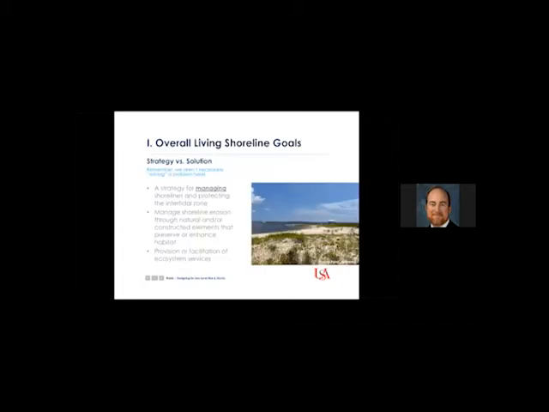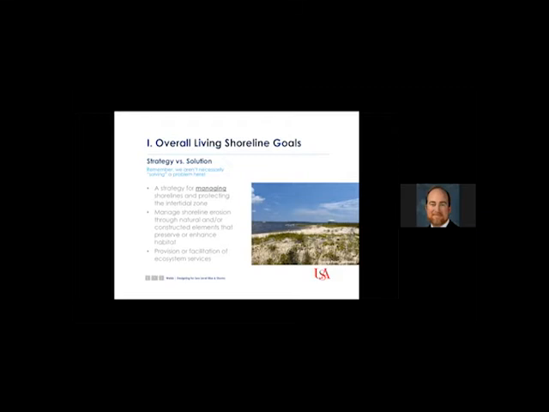So one thing to keep in mind, the thing I like to tell people when I'm talking about living shorelines, and all of you in the audience and online already know this, but there's a difference between a strategy and a solution. So fundamentally, a living shoreline approach is a concept or a tool or a strategy for managing our shorelines and protecting the intertidal zone. It's not a solution to the problem.